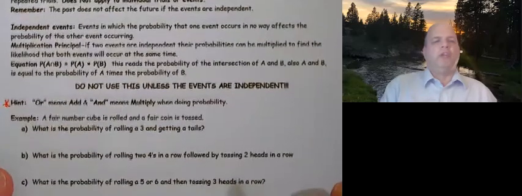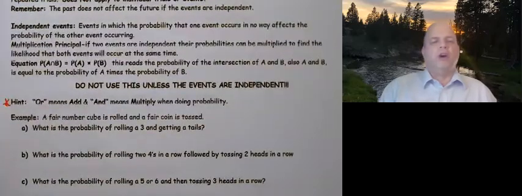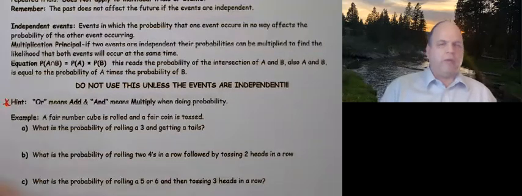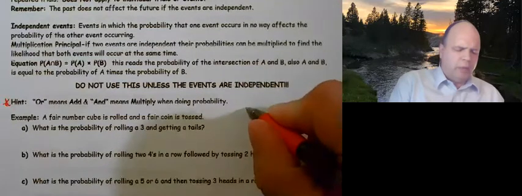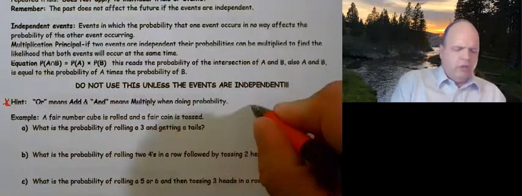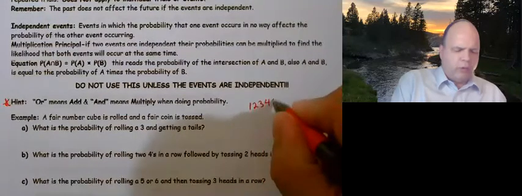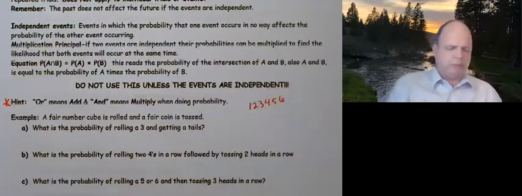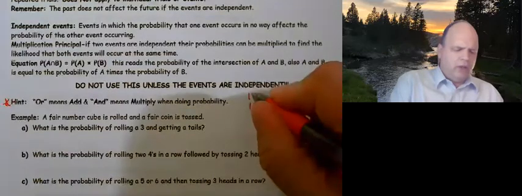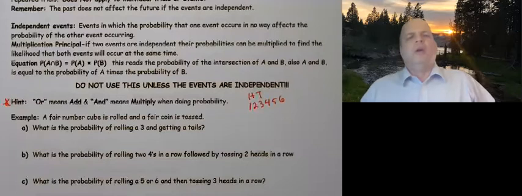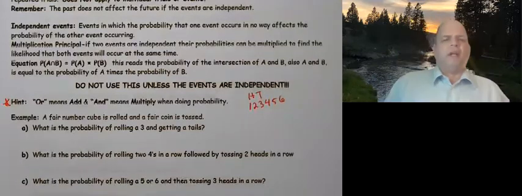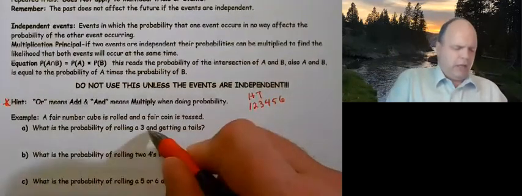A fair number cube is rolled and a fair coin is tossed. Remember, a number cube is just a six-sided die, and of course you have a fair coin. Let's write down the sample spaces. The sample space for the number cube is 1, 2, 3, 4, 5, 6, because that's all I can get. And for the coin, it's either heads or it's tails. It's quite that simple. What is the probability of a 3 and getting a tail?